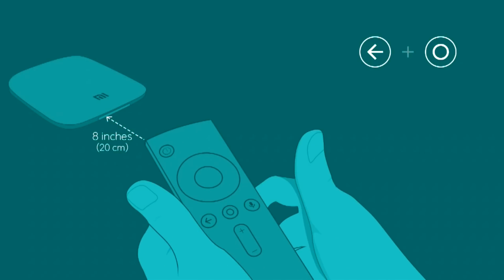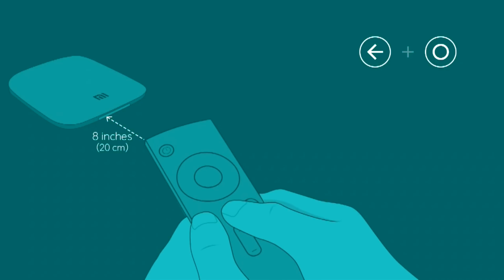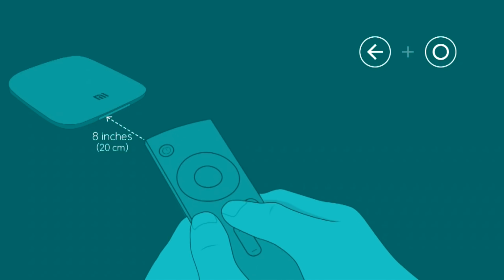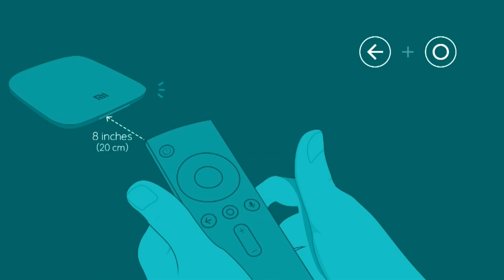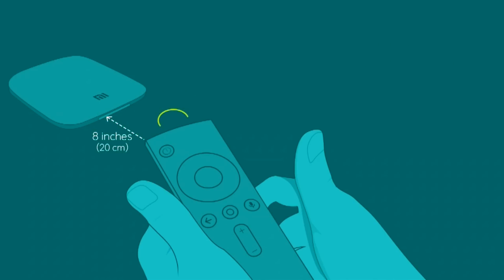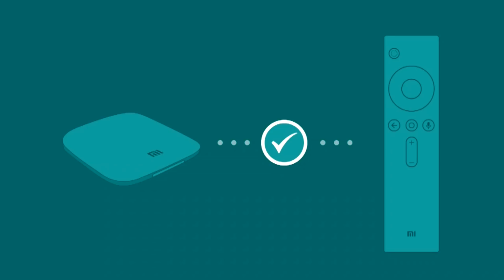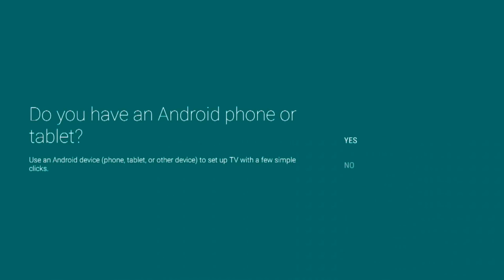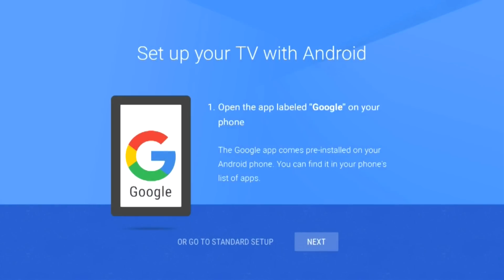All right, now it is asking me to hold the remote, looks like with the back arrow and the home button, about 8 inches away from the front of the device, which I will do right now. And there we have the remote control paired. Welcome. It's going to ask me what language I want. So I want English because I'm not up for a challenge. Do I have an Android phone or tablet? Why, yes, I do. So now I'm going to set up on my Android phone itself.